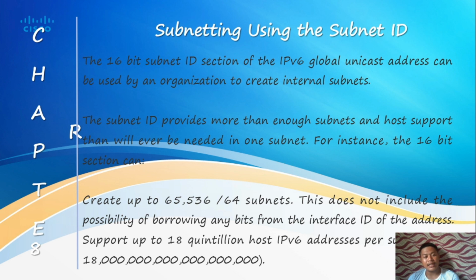Subnetting uses the subnet ID. The 16-bit subnet ID section of the IPv6 global unicast address can be used by an organization to create internal subnets. The subnet ID provides more than enough subnets and host support that will ever be needed in one subnet. For instance, the 16-bit section can create up to 65,536 subnets. This does not include the possibility of borrowing any bits of the interface ID of the address. Each subnet supports up to 18 quintillion IPv6 host addresses.